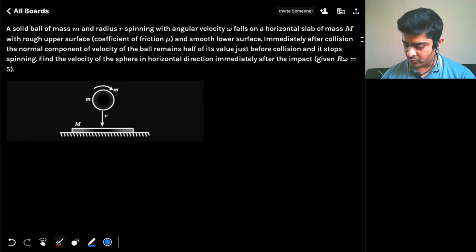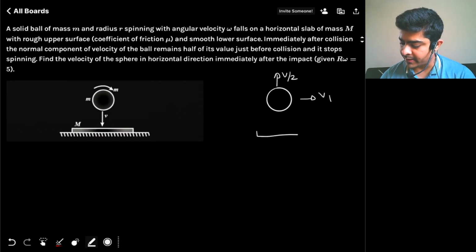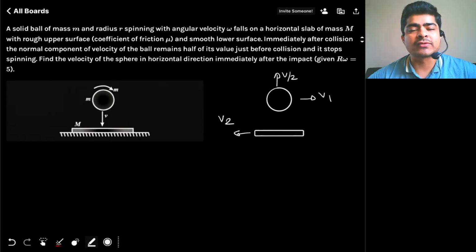Okay. So, after the collision, what is happening? After the collision, the ball has a speed v by 2 upwards, and no rotation. The omega becomes 0. It will have some velocity along horizontal v1, and the plate will have some velocity in the backward direction v2. Now there are two ways to solve this question. One is using the impulse and the other is using angular momentum conservation. So let's see both the methods one by one.